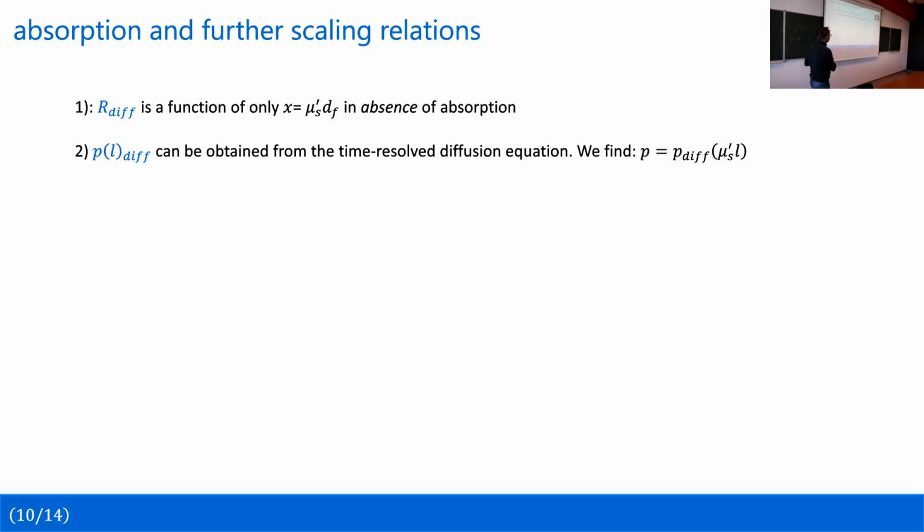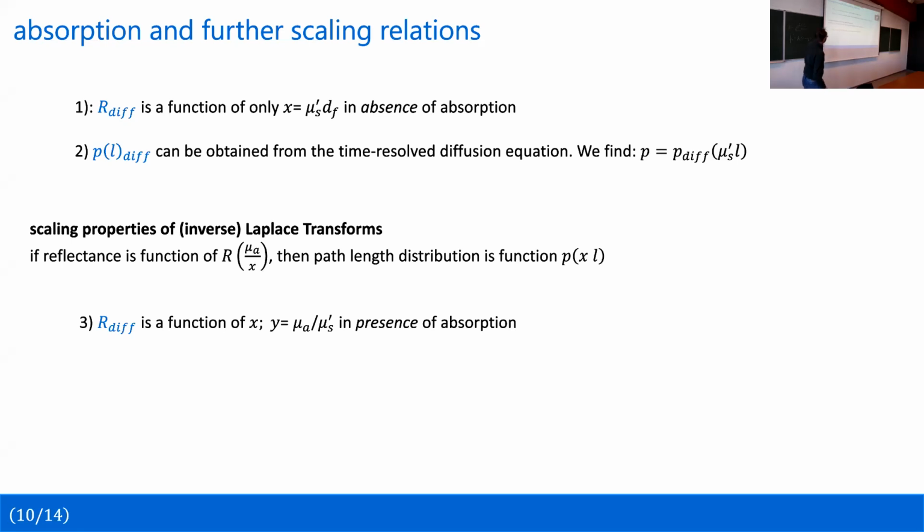So far, it was in the absence of absorption, so we can try to factor in absorption the same way as we did before, using the fact that the integration of the path is a form of Laplace transform. That means it comes with scaling relations. The result is that the diffusive patterns will scale in x, which is mu_s' times d, but they will also scale in the ratio of absorption and reduced scattering coefficient. So again, it does not depend on these properties independently, it only depends on the ratio.